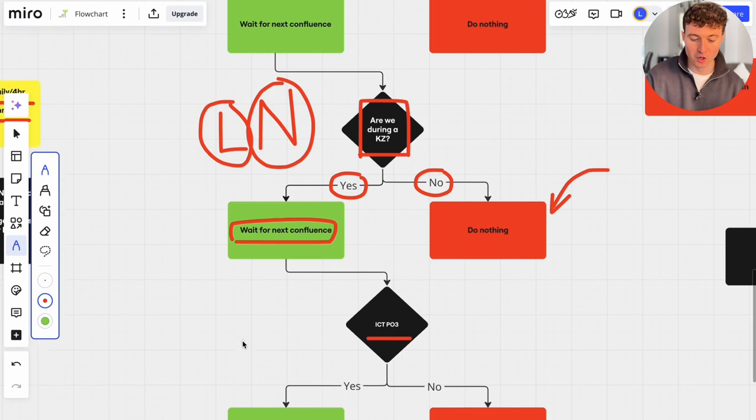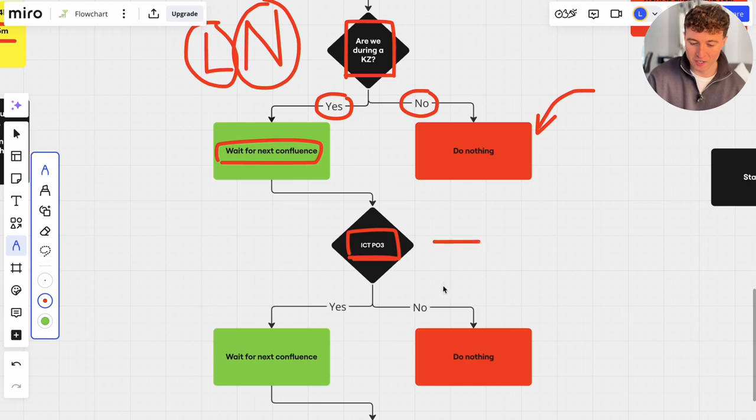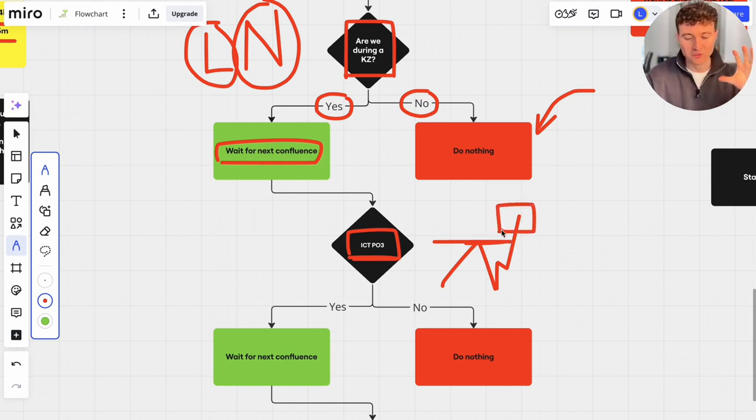Okay, so step number 3 is the ICT power of 3. And simply put, let's just say that this right here is the Asia session high. What we're going to be looking for is a run of buy-side liquidity. This right here is what we call the ICT power of 3. And again, once we've seen the ICT power of 3, we can start looking for a potential trade.